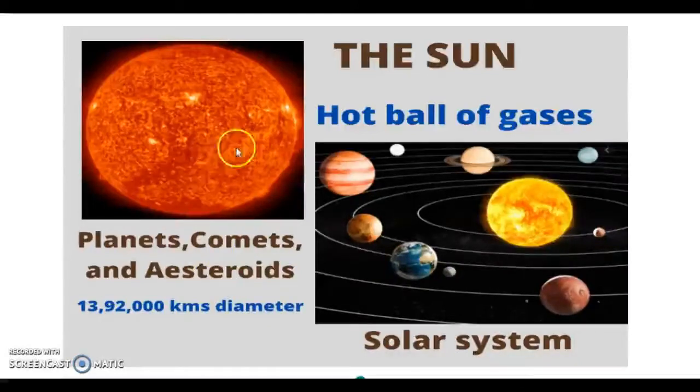And what can we say more about the sun? It is the brightest object in the sky and also the largest object in our solar system.